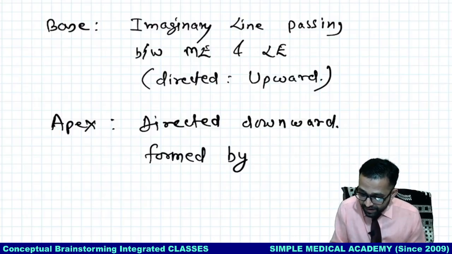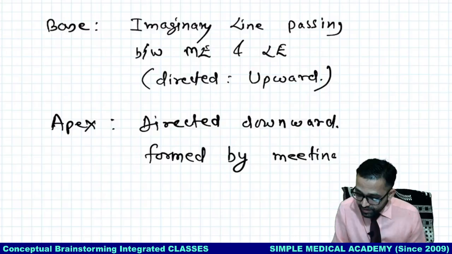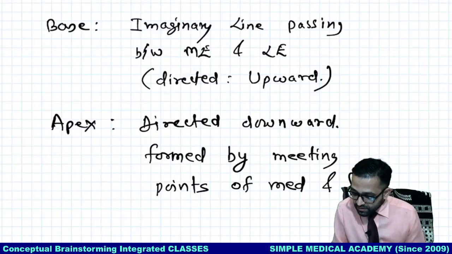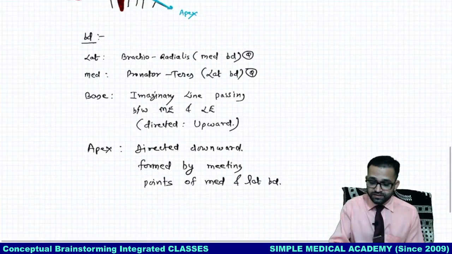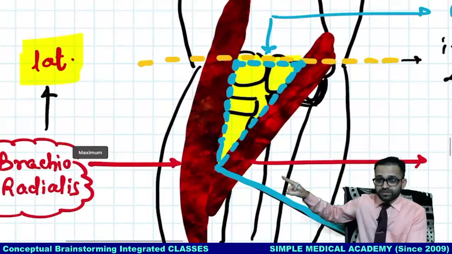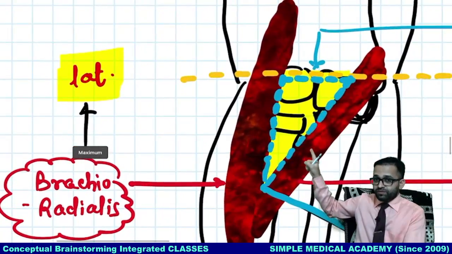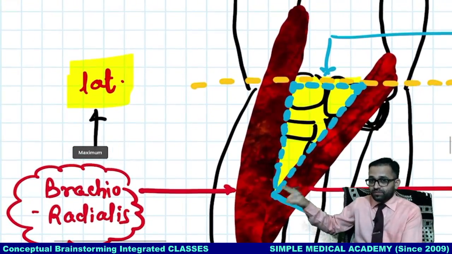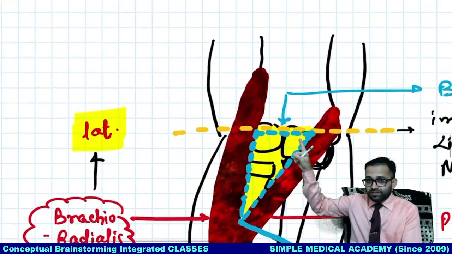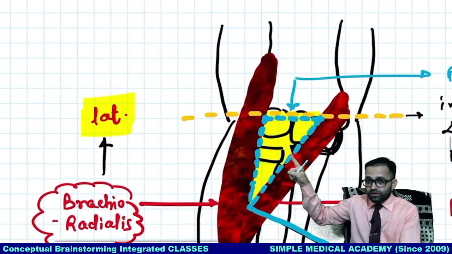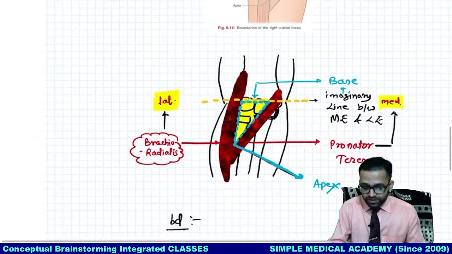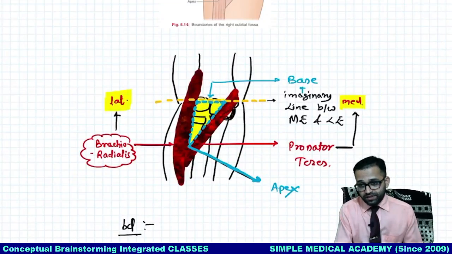And yes, you can remember that it is formed by the meeting point of the medial and lateral border. Yes, this is the apex, which is formed by the meeting point of the medial border and the lateral border. Both are meeting here. This is the base. Here is our medial border. Here is our lateral border. So simple. Just you have to do the diagrammatic presentation.